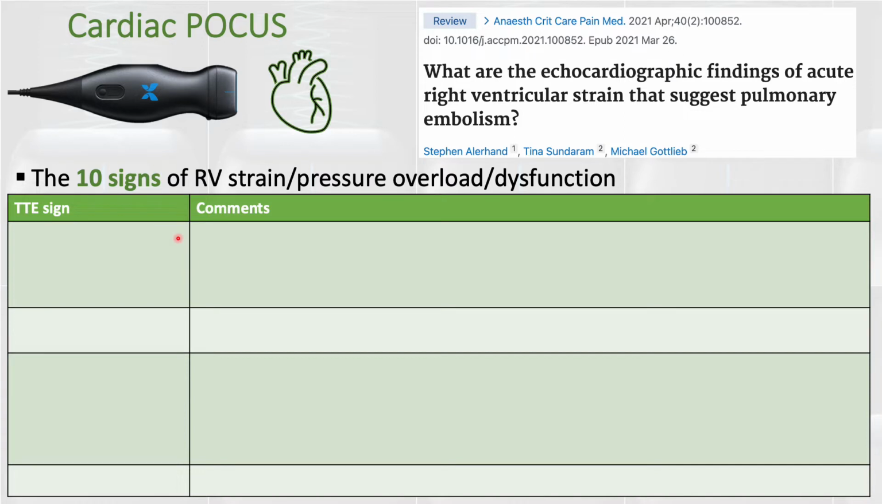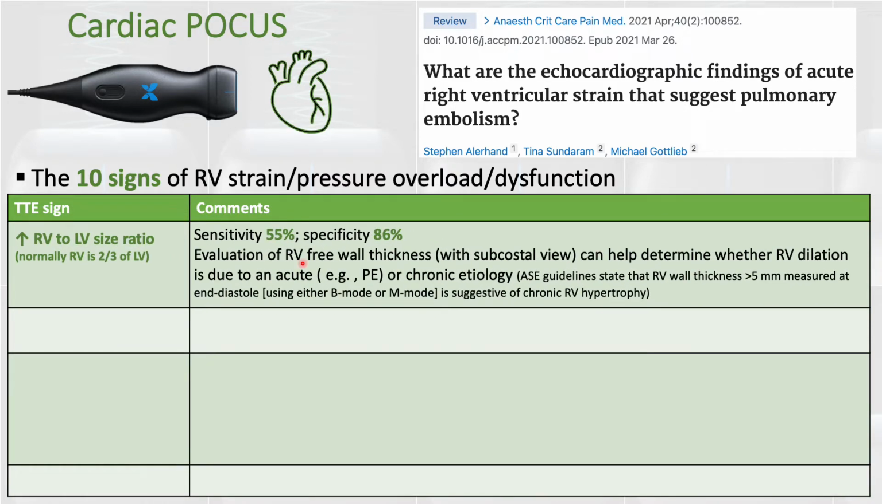So some of the signs that as an internist or hospitalist or general practitioner you can try to learn to detect a PE. One is the increase in the right ventricle to left ventricular size ratio. As you know, the left ventricle is thicker and more muscular, and with increase of the pulmonary arterial pressure in pulmonary embolism, there might be an increase in the right ventricular size. This sign has a 50% sensitivity and specificity of 86%.